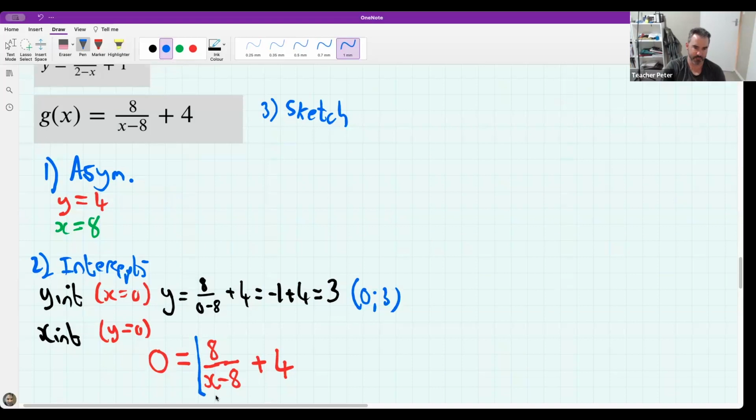It would be to say, in order for this to be 0, what does the blue block need to be? In order for this to be 0, this would have to be minus 4. But now, how do I cause this whole thing to be minus 4? What x value would cause the whole blue block to be minus 4?